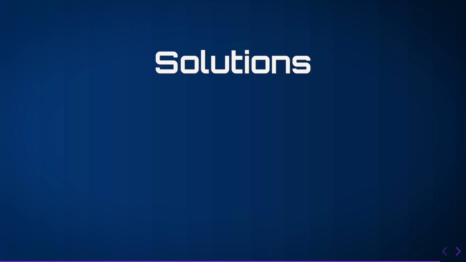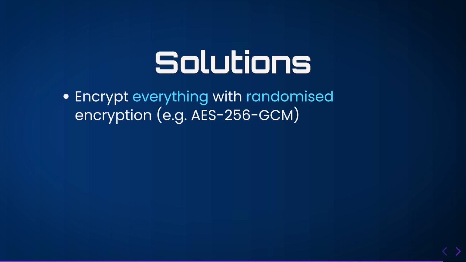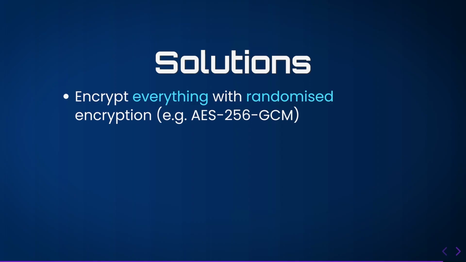So how do we solve these problems? Well, number 1, generally speaking, the rule of thumb is always encrypt everything. And I mean everything you possibly can, with randomized encryption. So for example, AES running in GCM mode with a 256-bit key. That is really the best possible encryption available.